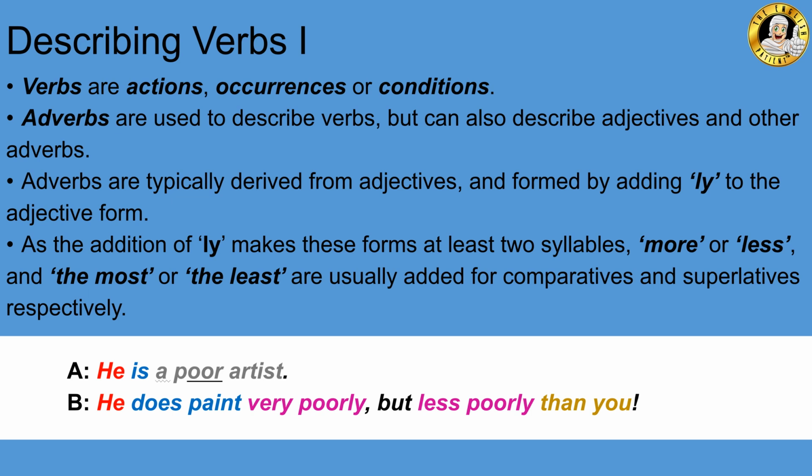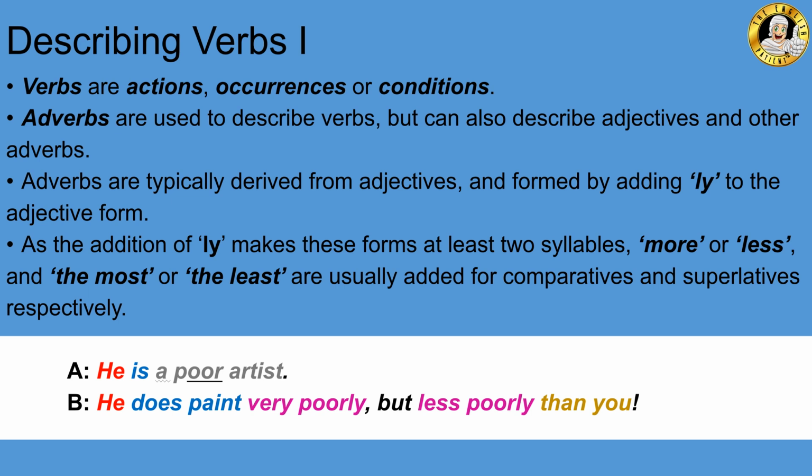For example, he is a poor artist. So we're looking at the adjective poor here. So he does paint very poorly. So poor is an adjective. It's describing artist, but now poorly is actually describing how he paints. So it's describing the verb itself. Very is also an adverb, which is describing how poorly, another adverb. So poorly is describing how he paints, and very is describing poorly.